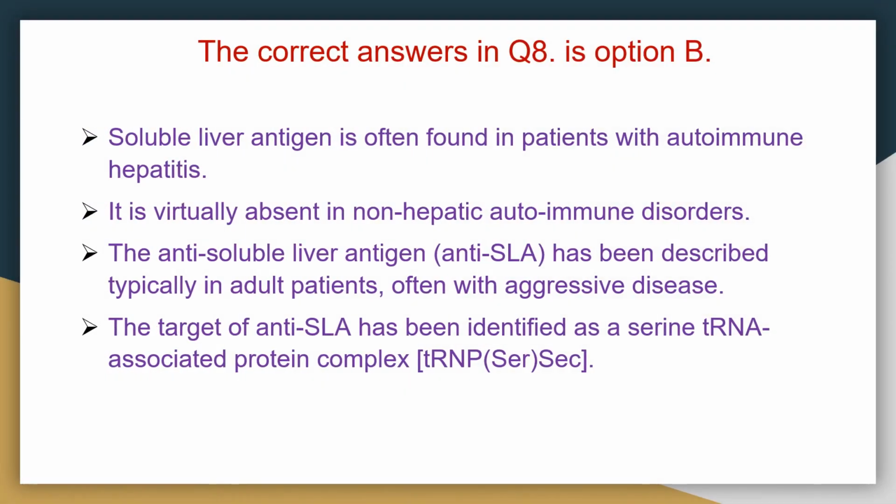The soluble liver antigen is often found in patients with autoimmune hepatitis. It is virtually absent in non-hepatic autoimmune disorders. Anti-SLA has been described typically in adult patients, often with aggressive disease. The anti-soluble liver antigen test is used to detect antibodies against soluble liver antigen, often found in patients with autoimmune hepatitis. The target of anti-SLA has been identified as a serine transfer RNA associated protein complex.